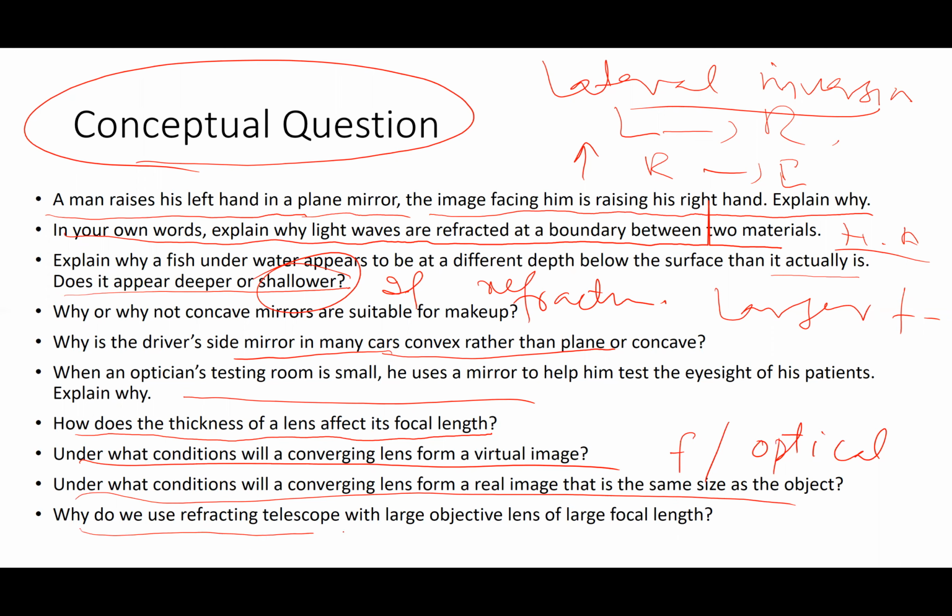Why do we use a refracting telescope with a large objective lens of larger focal length? To collect more light.